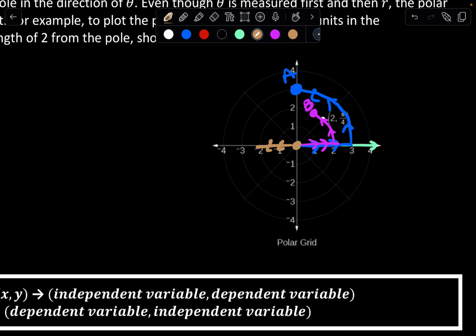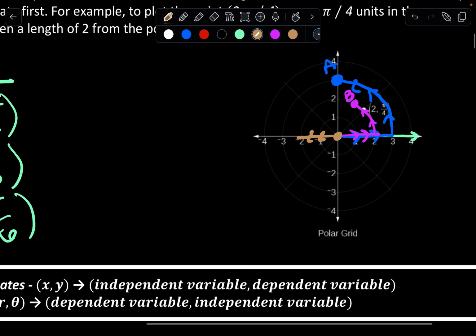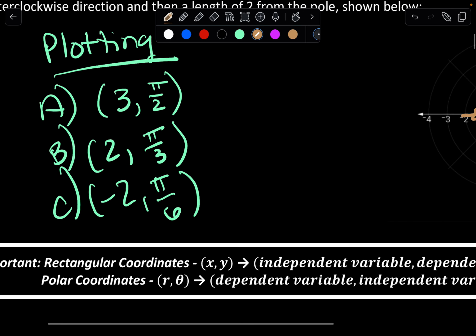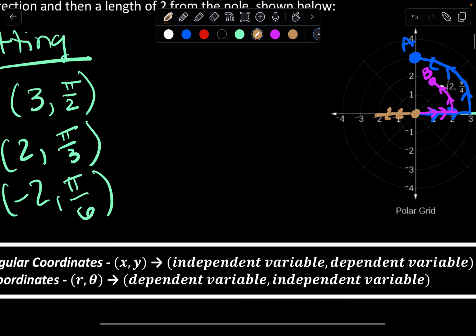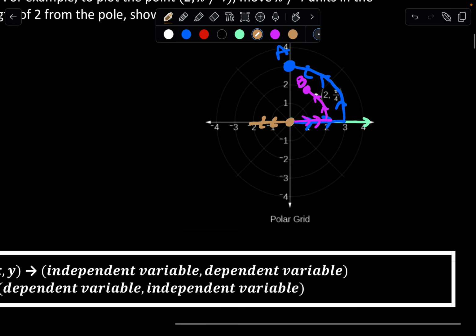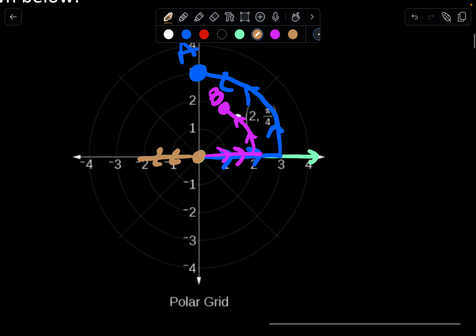Always, no matter what side of the pole you are on, you will open counterclockwise. Negative angles will open clockwise. So even though I'm on the opposite side of the polar axis, I will open an angle of pi over 6. Now, if I think of pi over 6 in the first quadrant, it opens up this much, okay?